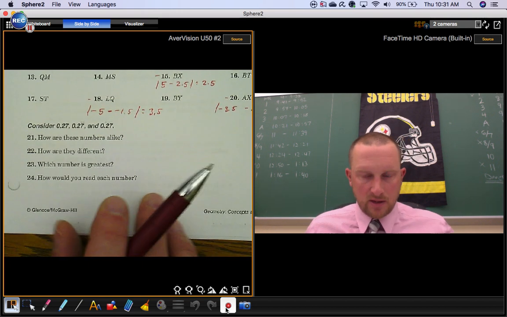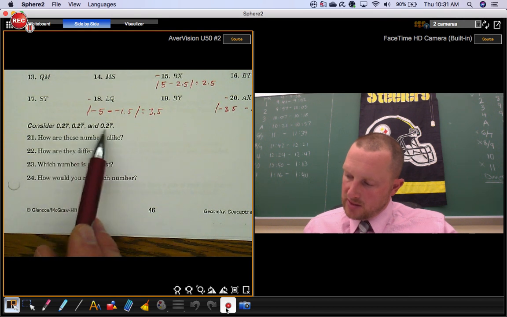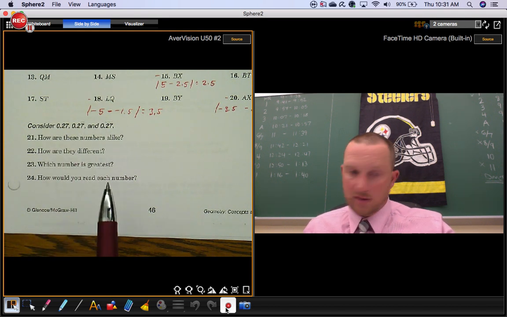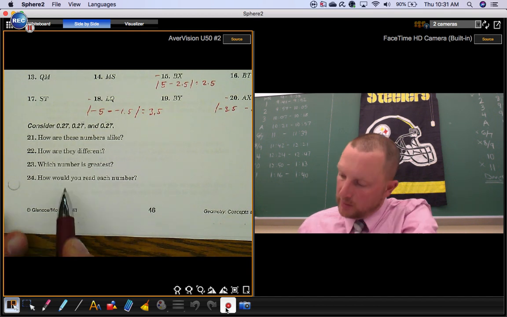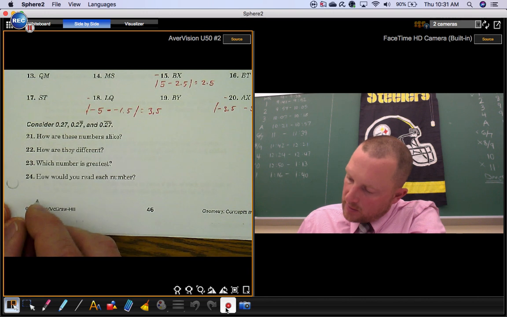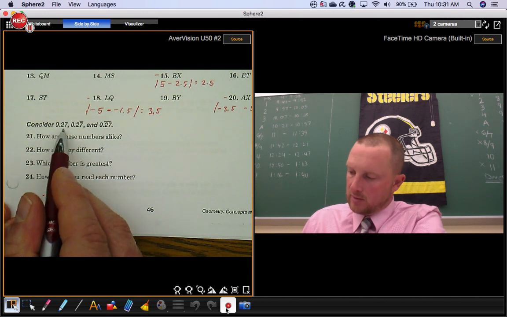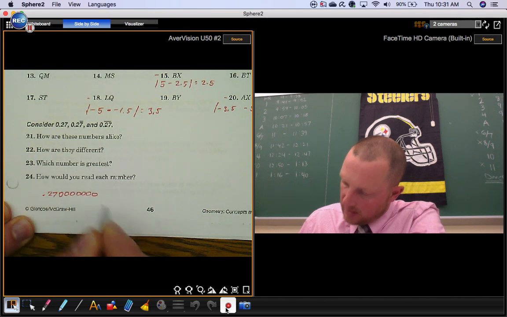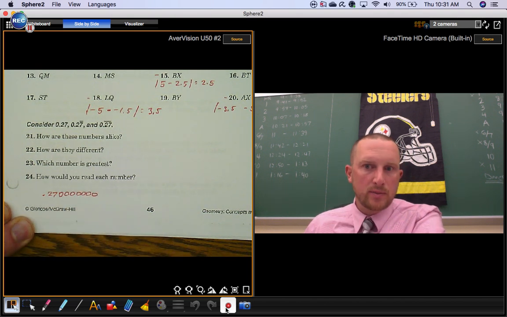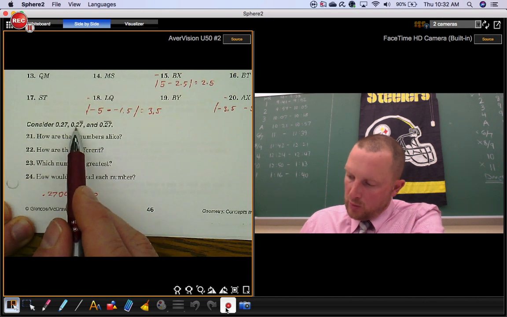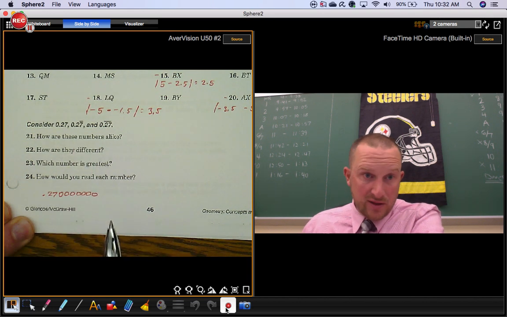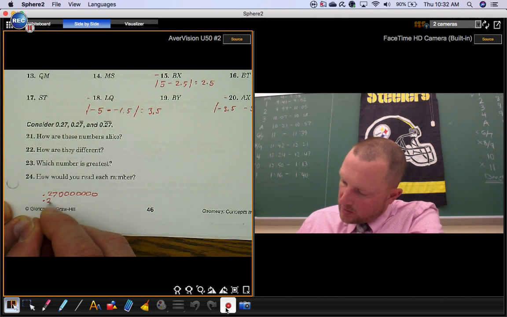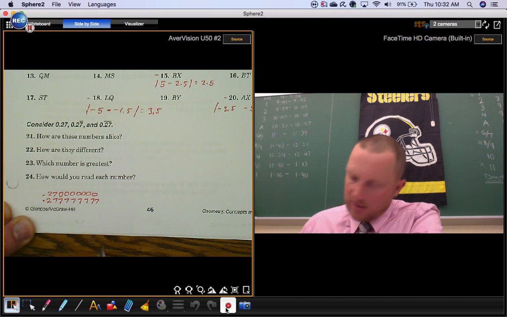Okay, last section, definitely a good one to look at. Consider these numbers. How are they alike? How are they different? Which one's bigger? How would you read each number? Well, this guy right here, this 0.27, doesn't have anything after it. It really does have some digits after it, and you could put as many zeros as you want. 0.27 with a line over the 7, that means 0.2 with a whole bunch of 7s, as many as you want to put, and then lots more.